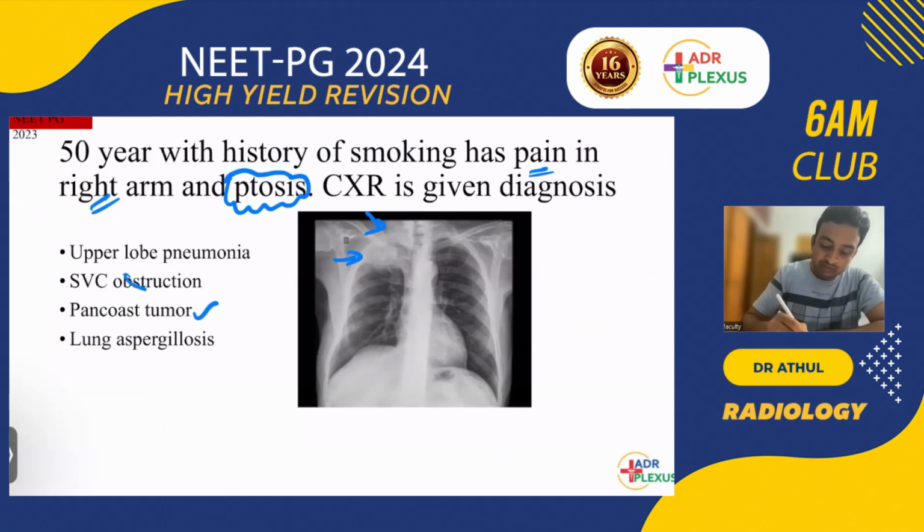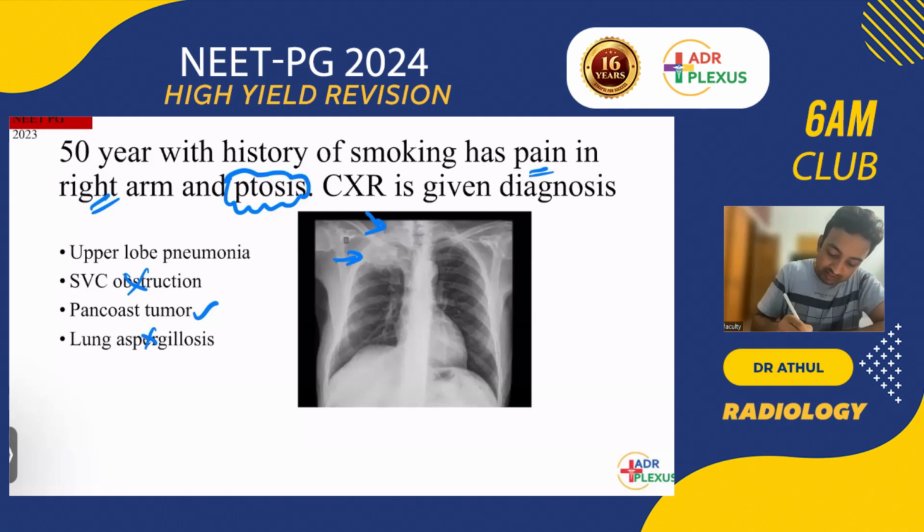This is not superior vena cava obstruction. In X-ray, we will not be able to find out superior vena cava obstruction. For that you have to do CECT, where you can see any vascular pathology. This is not aspergillosis; we will discuss aspergillosis later. This is actually Pancoast tumor, also known as superior sulcus tumor.